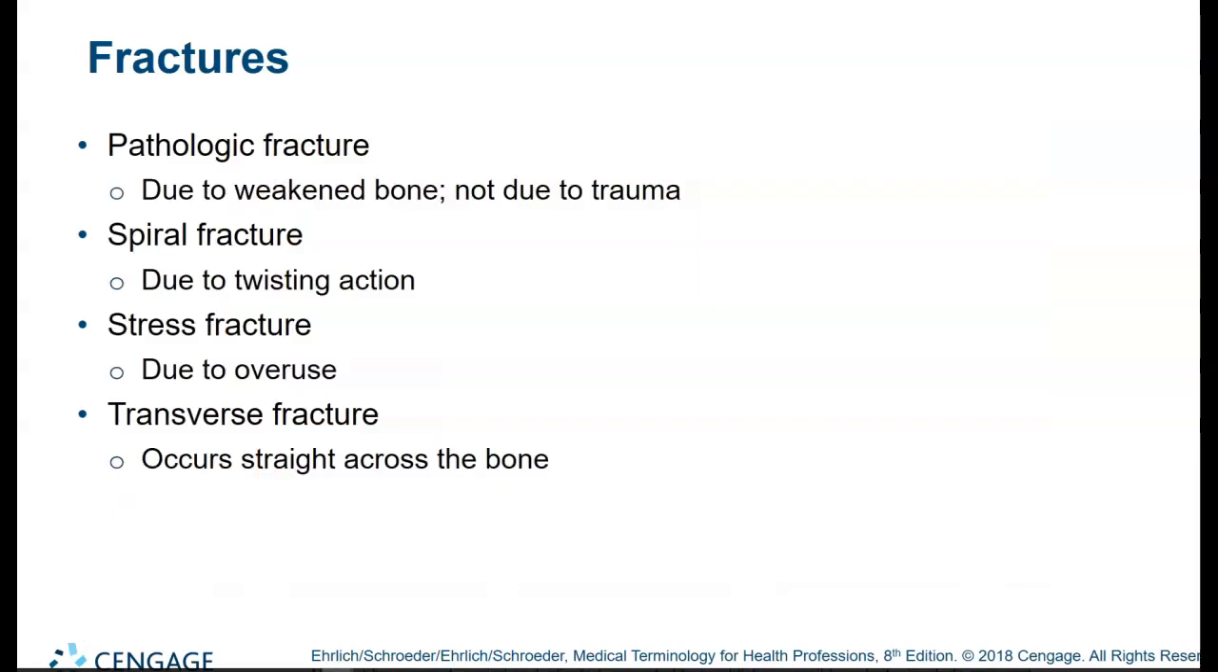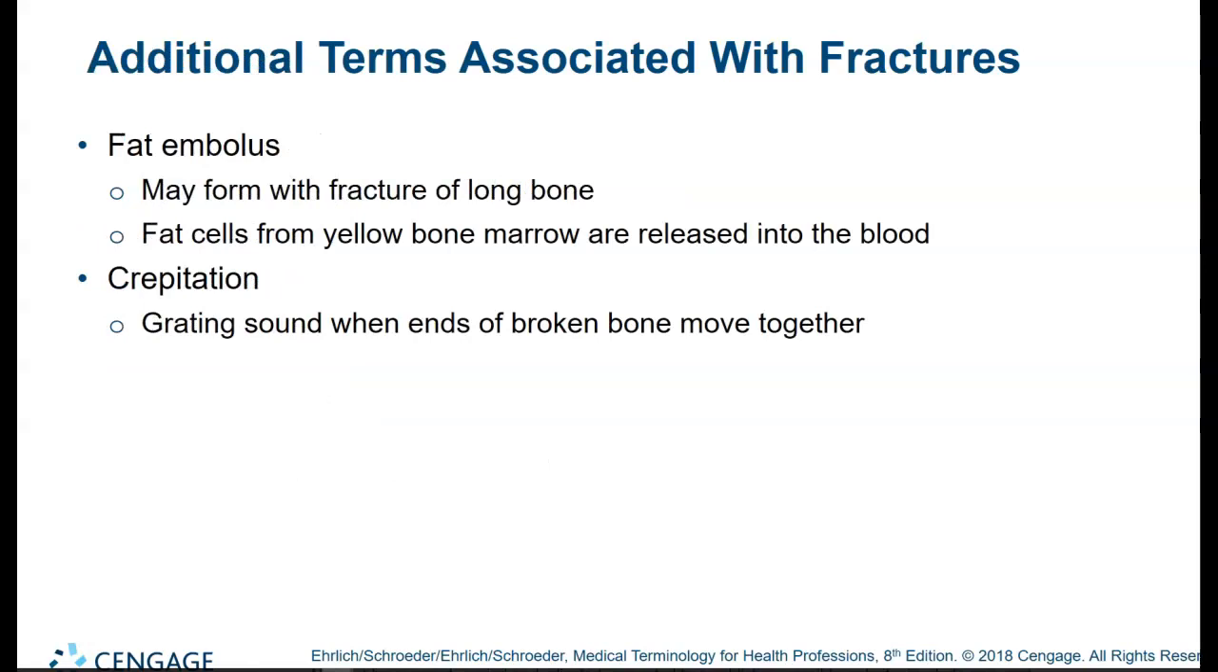Again, we have pathological fractures due to weakening bones. It's not due to trauma. So as I said, with older people who have terrible osteoporosis, their bone can break just as they're walking or going up the steps. Spiral fractures we see in abuse cases where somebody has twisted somebody's arm, and that's actually caused a fracture, a spiral fracture in that person. Stress fractures due to overuse, and a transverse fracture is just one that actually goes straight across the bone.